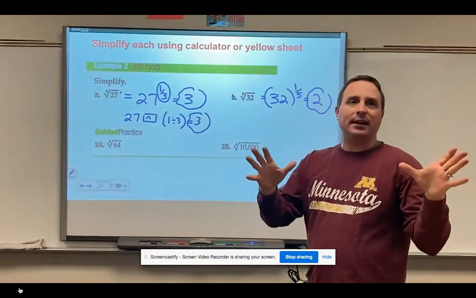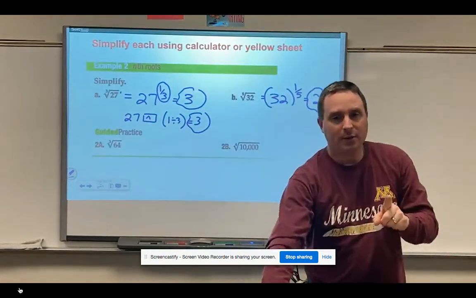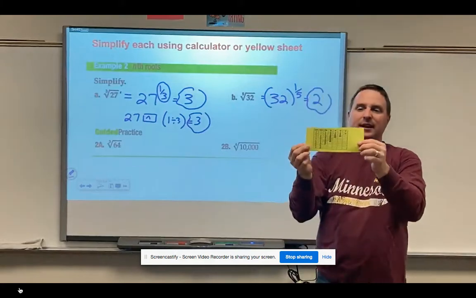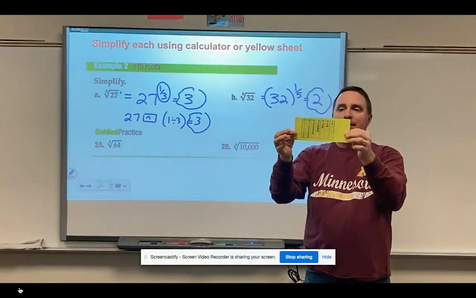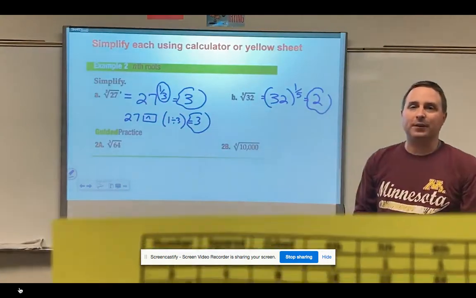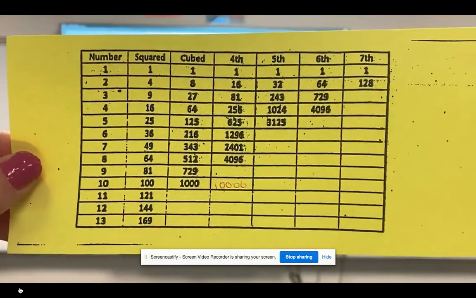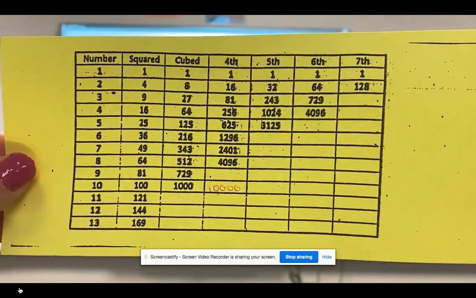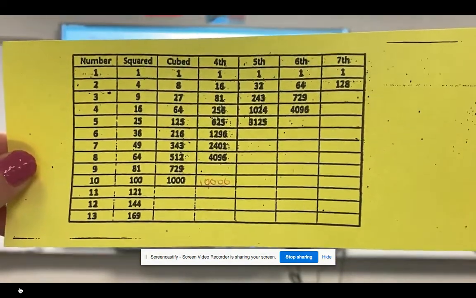In the resources that I listed at the top of the Google Classroom, resources you might need, there's this yellow sheet. I think on the computer it might look white, but it's this little half a sheet of paper that has perfect cubes and squares and fourths and things on it. We'll hold one up close in front of the camera so you can get a good look at it. If you look across the top, you can see it says squared, cubed, 4th, 5th, 6th, and 7th power. And down the left-hand side are the numbers.